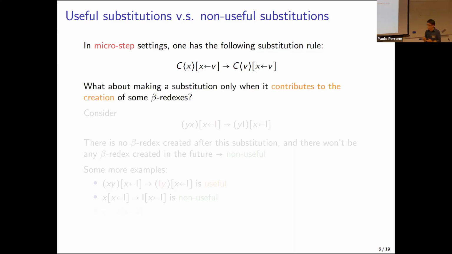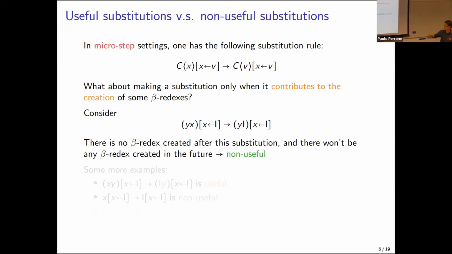The intuition is very simple. What about we only make a substitution when it contributes to the creation of some beta redexes? It's not very clear, right? So I'm just going to give you some examples to show this idea. Imagine you have y x, where now you want to replace this x with I. So you just replace it, and there's no beta redex created, as you can see. And there won't be any beta redex created in the future. So this step, we're going to call non-useful.